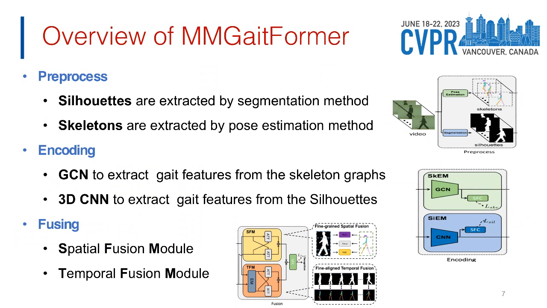In the preprocess stage, the silhouette sequence and skeleton sequence are extracted from the original RGB video by segmentation method and pose estimation method, respectively. The data structures of the two modal representations are too different, so it is difficult to fuse them directly on the data level. Therefore, in the encoding stage, we design independent encoding modules to capture the unique discriminative information of each modal and enhance the spatial temporal feature representation for the subsequent fusion. Finally, spatial fusion module and temporal fusion module are proposed for effective fine-grained spatial and fine-aligned temporal feature fusion, respectively.